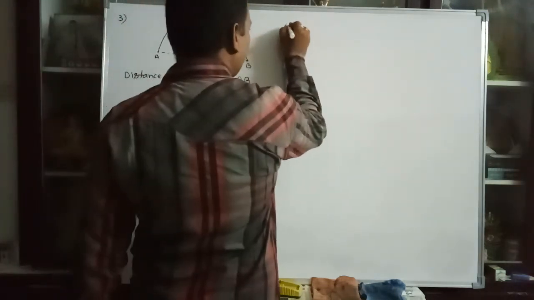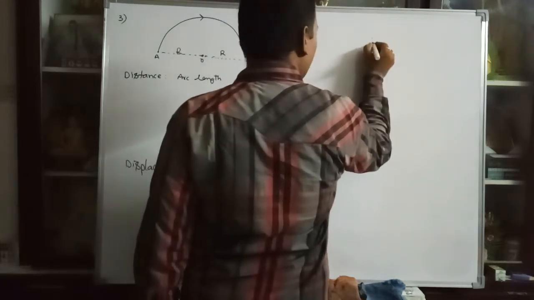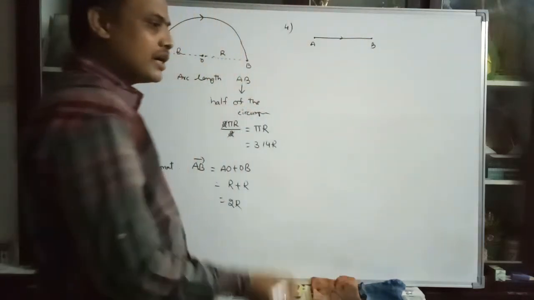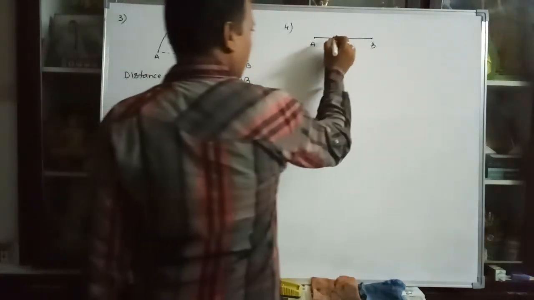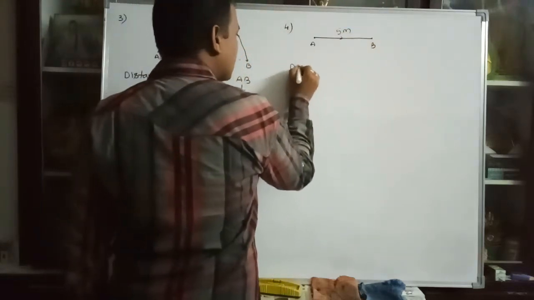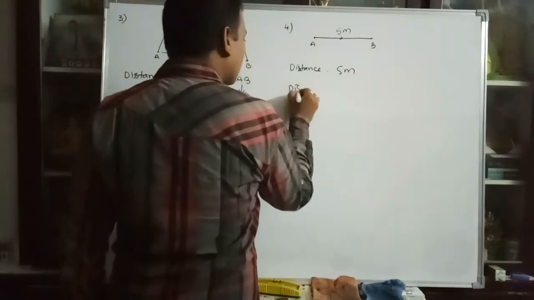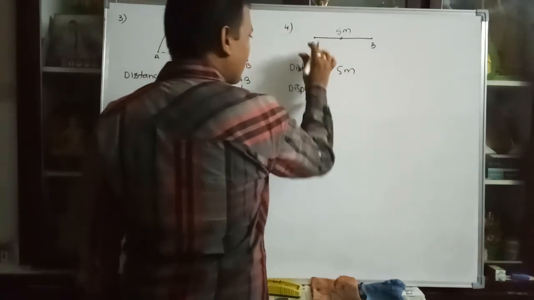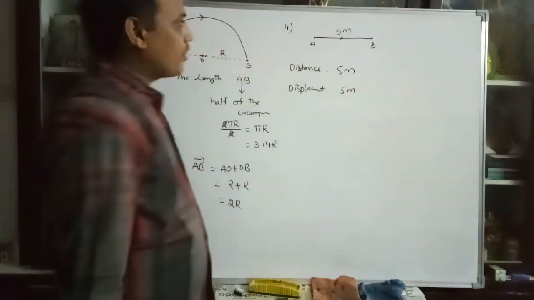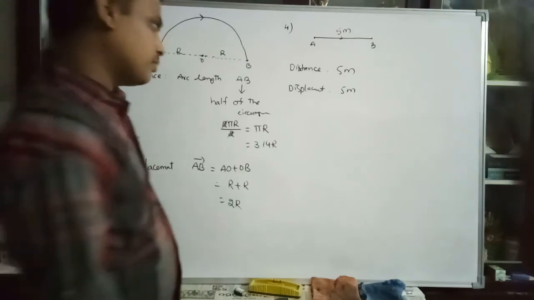And next one, fourth application. One person starts at A and reaches the point B in a straight path like this. What is the distance and displacement? In this straight path, the total length is 5 meters. So according to this application, the distance, the path length, is nothing but 5 meters. Displacement is the shortest path from the initial point to the final point, which is a straight line, and which is also 5 meters. From this application, distance must be equal to displacement.